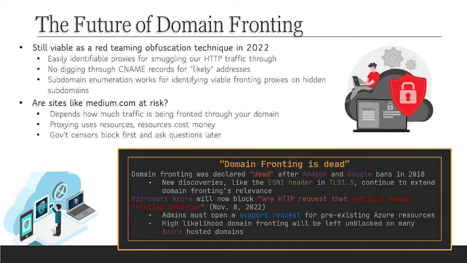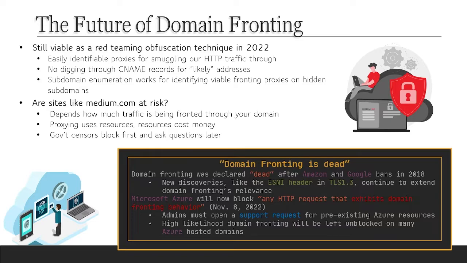"Domain fronting is dead" was a really common security news article from around 2018 when Amazon and Google both banned it. However, it wasn't long after that security researchers started finding loopholes and domain fronting evolved into things like domain hiding with the use of the ESNI header. More recently, Microsoft joined the club, announcing that Microsoft Azure will now block any HTTP request that exhibits domain fronting behavior. This seemed to reignite the claims of domain fronting's inevitable demise.